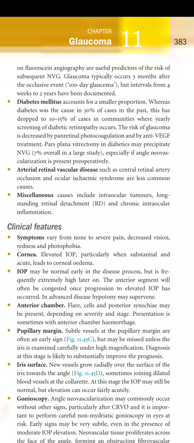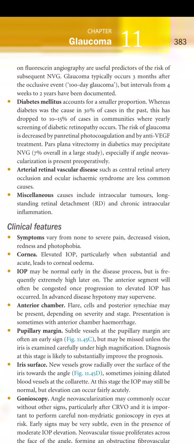Next is diabetes mellitus, which accounts for a smaller proportion. Diabetes was the cause in 30% of the cases in the past. This has dropped to 10 to 15% of the cases in communities where yearly screening for diabetic retinopathy occurs. The risk of glaucoma is decreased by pan-retinal photocoagulation and by anti-VEGF treatment. Pars plana vitrectomy in diabetes may precipitate neovascular glaucoma, 7% overall in earlier studies, especially if neovascularization is present preoperatively. So basically, the second most common cause is diabetic retinopathy. Now its cases have decreased. Why? Because of new treatment modalities such as PRP and anti-VEGF treatment.